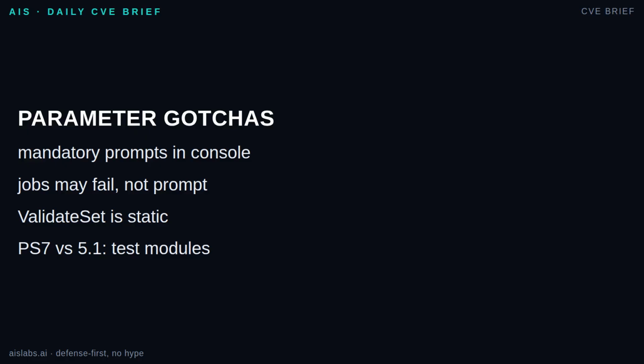ValidateSet is great for small known lists, but it is static. If the valid choices come from Active Directory or a configuration management database, you may need custom validation or argument completers later. PowerShell 7 and Windows PowerShell 5.1 handle these basic parameter attributes almost the same. The catch is module support. Some Windows admin modules behave differently in PowerShell 7, so test the whole script, not just the param block.